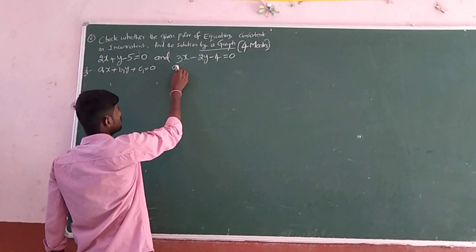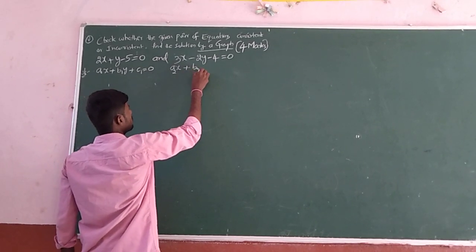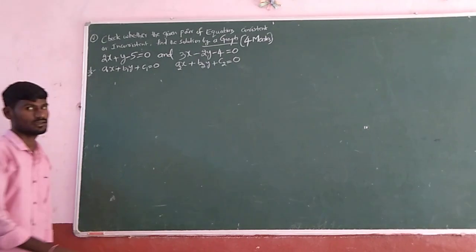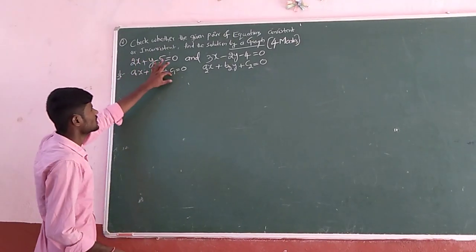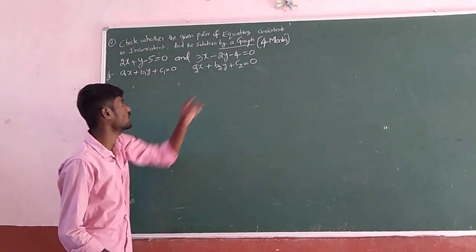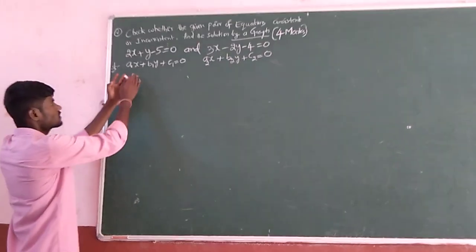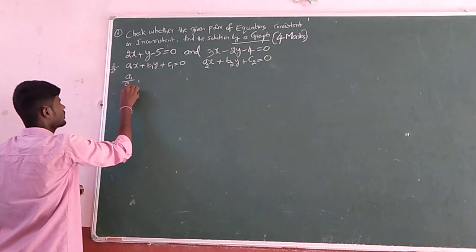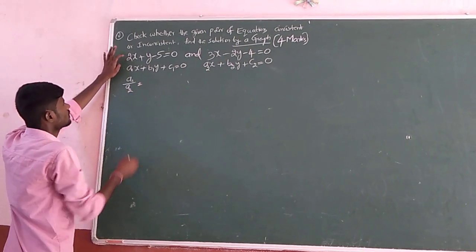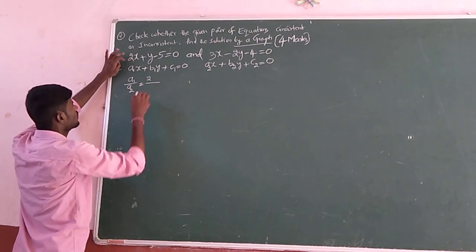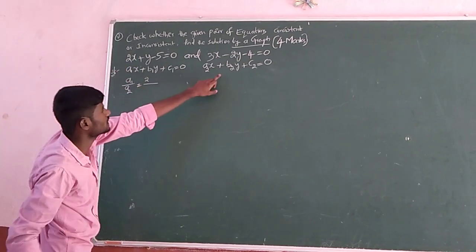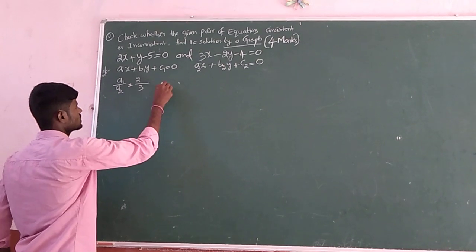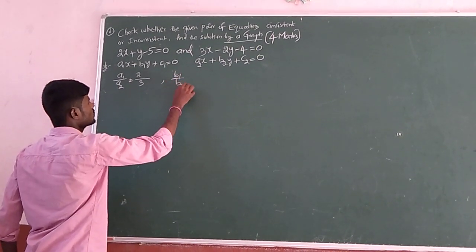Here we take suffixes with 2: a2x plus b2y plus c2 equals 0. Now take the a1, b1, c1 values and a2, b2, c2 values by the ratios. X coefficient ratio, a1 by a2. What is a1 here? X coefficient here is 2. And a2 in the second equation is 3. So a1 by a2 is 2 by 3.